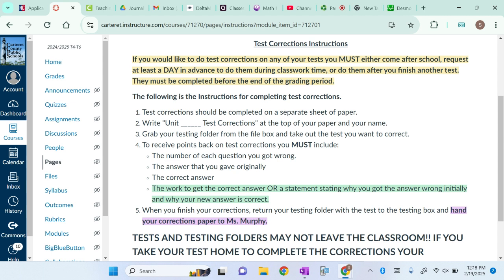All right, so you should be either working on your Delta Math, your quizzes from yesterday, or something else for this class.